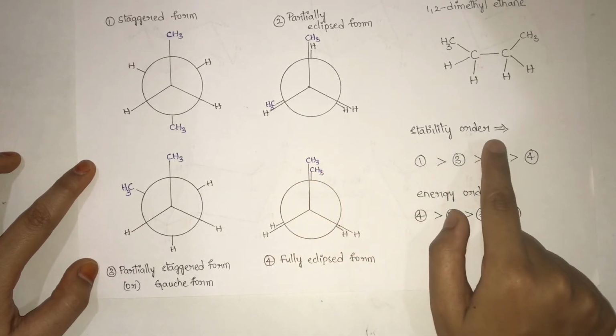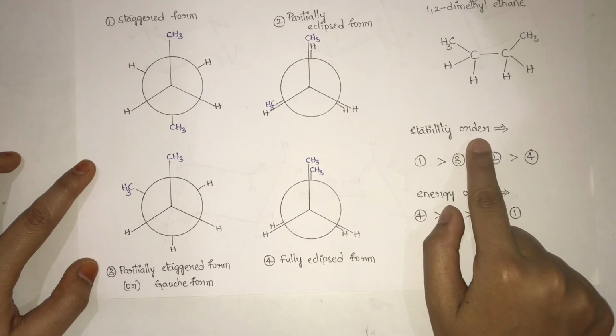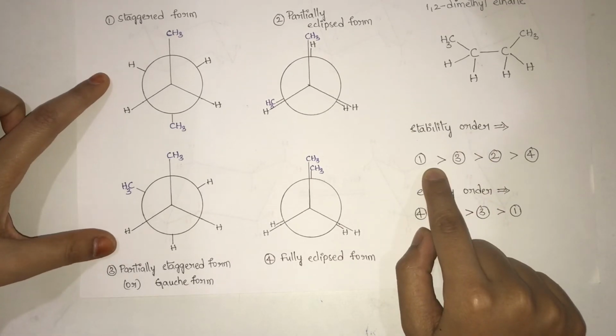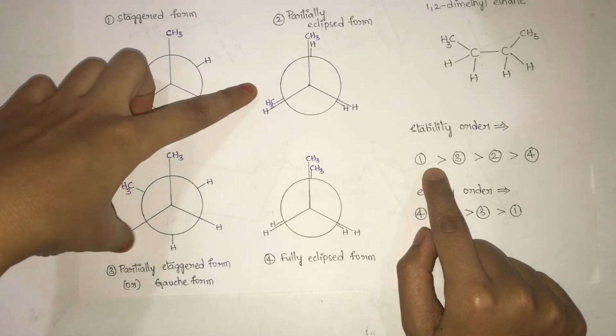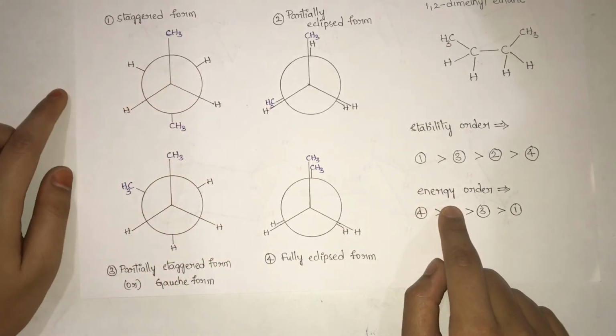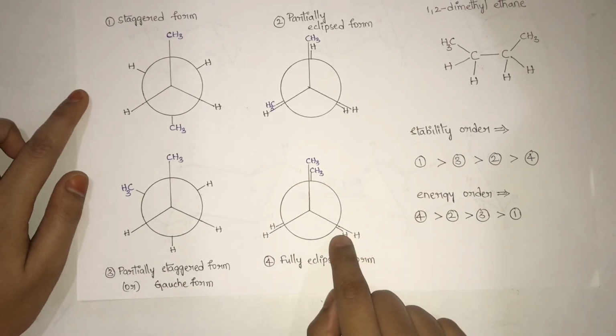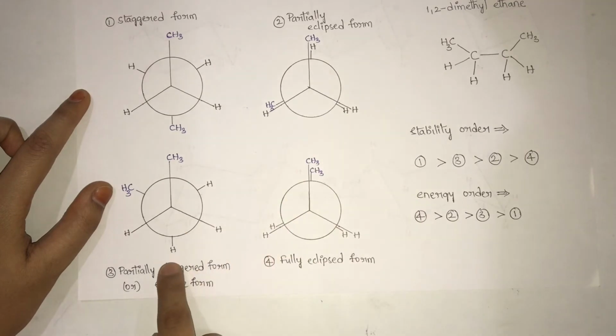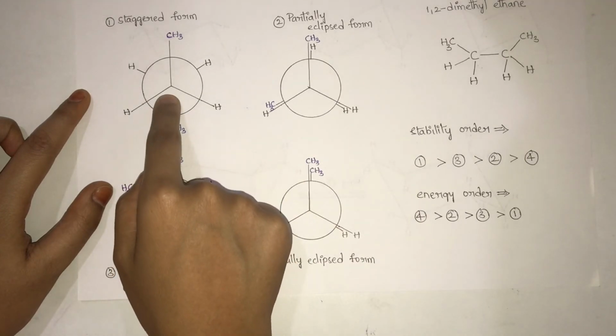Coming to the stability order of all the four forms, staggered form is more stable than partially staggered form, then partially eclipsed form. Last one will be your fully eclipsed form. Coming to the energy order, fully eclipsed form needs more energy than partially eclipsed, then partially staggered and staggered form.